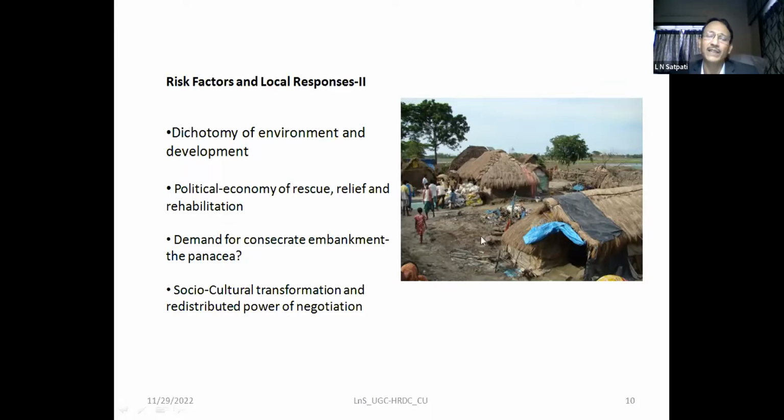So the political economy is basically now restricted to the rescue operations and some sort of relief, and very little rehabilitation. Although there are the demands for the concrete embankments, there is the shortage of land because the land is not available. Secondly, even if there are the concretizations, we have experiences from Sagar Island that concrete dams have already been washed away because during the low tide situation, the waves strike at the base of the embankments, and then it collapses.